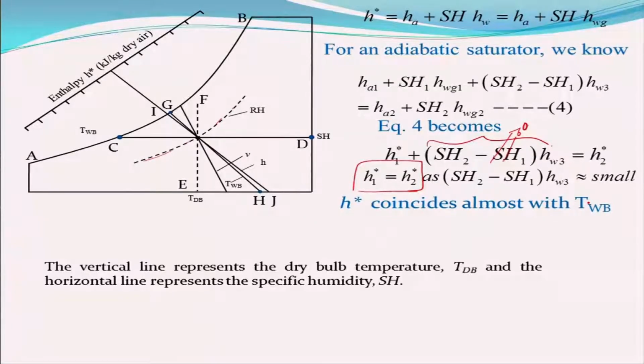And of course, I have already talked about the vertical line representing the dry bulb temperature and the horizontal line representing the specific humidity.